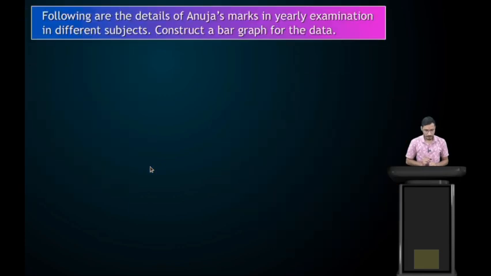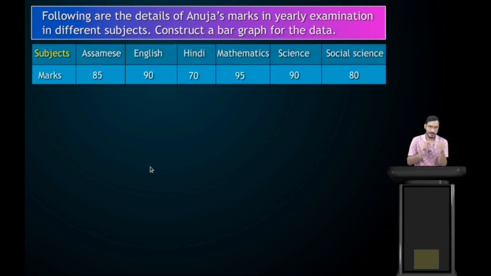Following are the details of Anuja's marks in yearly examination in different subjects. Construct a bar graph for the data. So now we will construct a bar graph. Here you can see Anuja's marks. The subjects are Assamese, English, Hindi, mathematics, science and social science, and the marks are 85 in Assamese, 90 in English, 70 in Hindi, 95 in mathematics, 90 in science and 80 in social science.